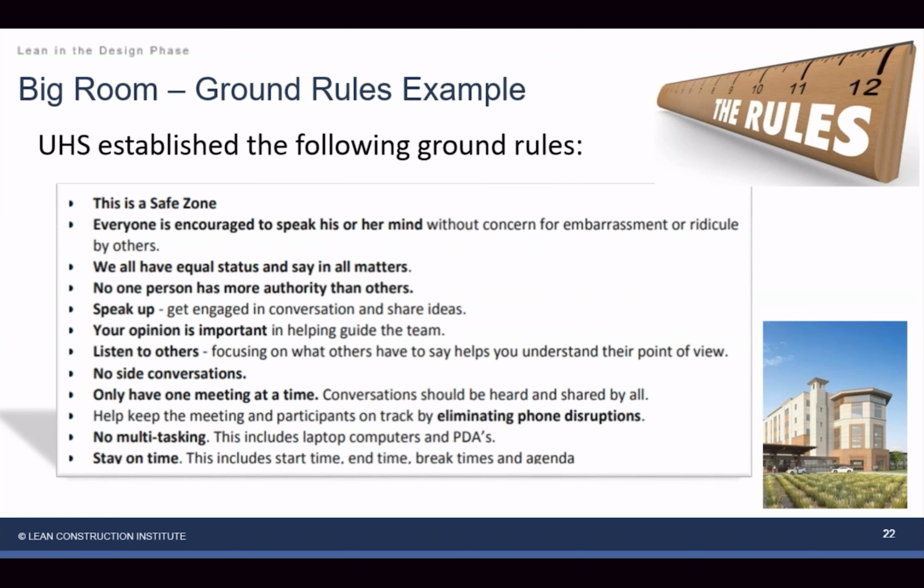And here's another important point. These are usually ground rules that are established by the team, so the team really feels ownership in them. So that's really important.